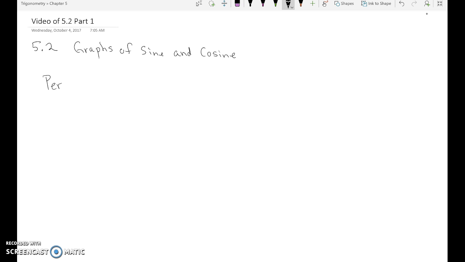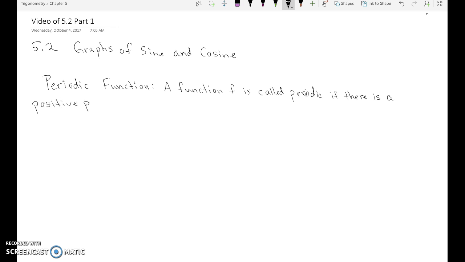A periodic function, we've already talked about this just a little bit on Monday, but a periodic function, more fully, is defined as a function f is called periodic if there is a positive p such that, and then there's this little equation, f of x plus p is equal to f of x for all x in the domain of f.